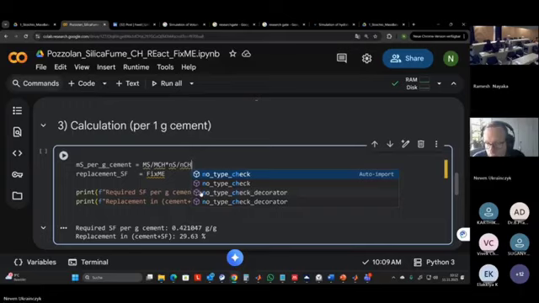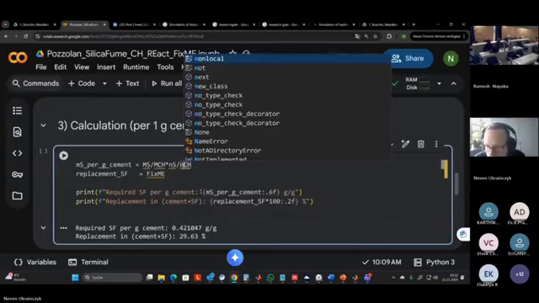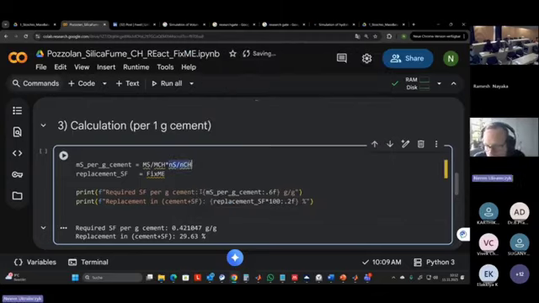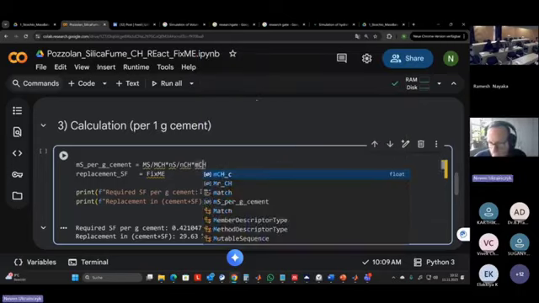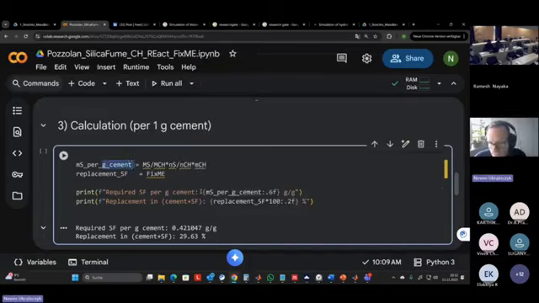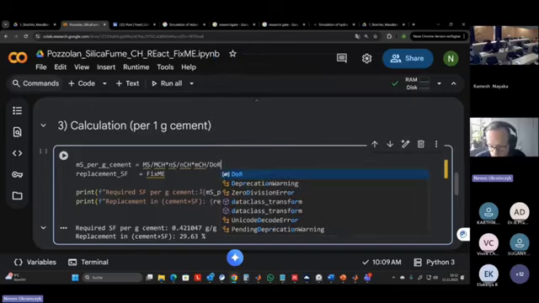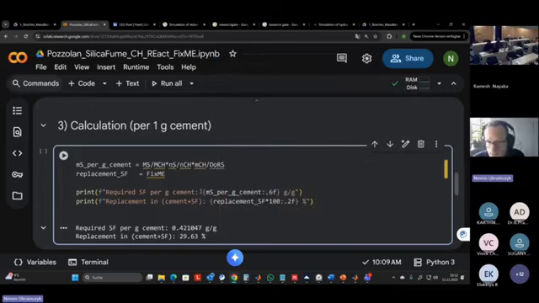Molar mass per gram of portlandite, so divided by the molar mass of portlandite. And then also multiply by the ratio of the stoichiometric coefficients. And then we said we need the mass of portlandite in cement per gram of cement, because we are calculating per gram of cement. This will give us per gram of portlandite, and here we have per gram of cement, and we just need to divide by the degree of reaction of silica fume. That's it.